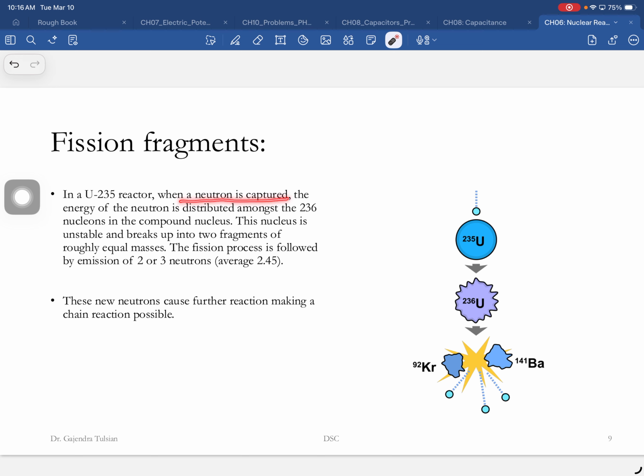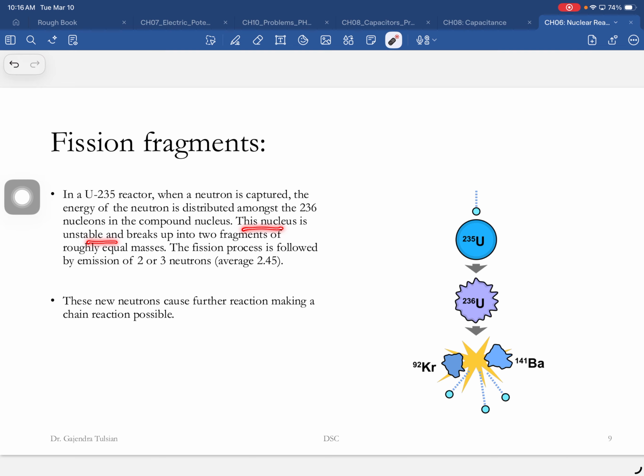When a neutron is captured, the energy of the neutron is distributed among 236 nucleons in the compound nucleus. When it's absorbed, it's strongly bound, and about 8 MeV of energy is produced. Remember, its mass reduced from 1,000 MeV to 992 MeV, so 8 MeV of energy is released. That energy is distributed among the 236 nucleons.